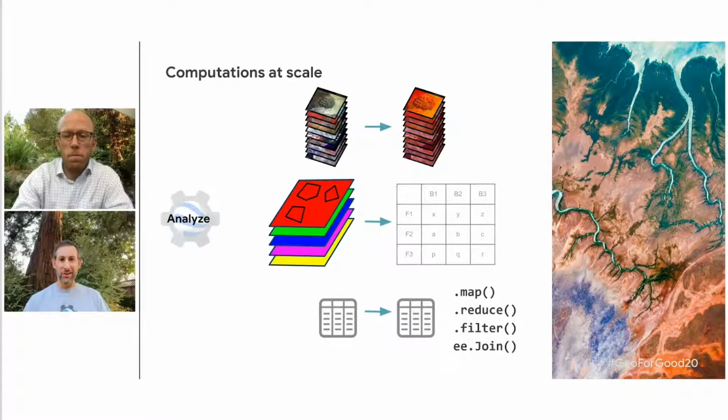Central to these processes are the reduction operations, such as reduce regions, which intersects the raster and the vector data to give statistics per region. We've been continuing to work to optimize these at scale because these are so very central to many analyses. For table operations, there are map, reduce, and filter commands, as well as standard inner and outer joins to combine tables.